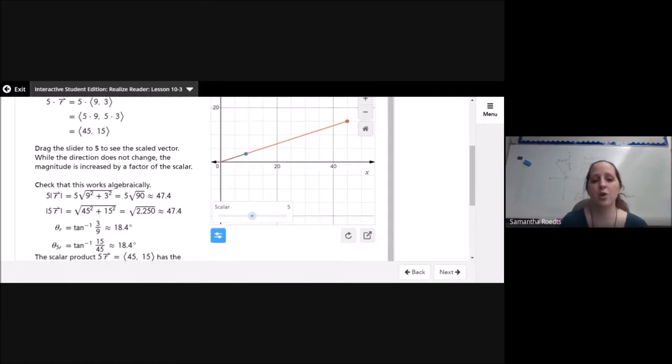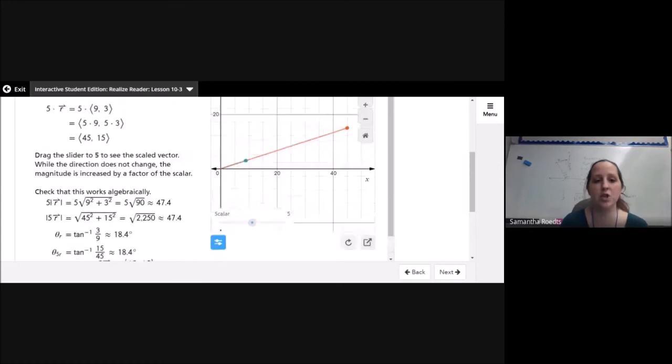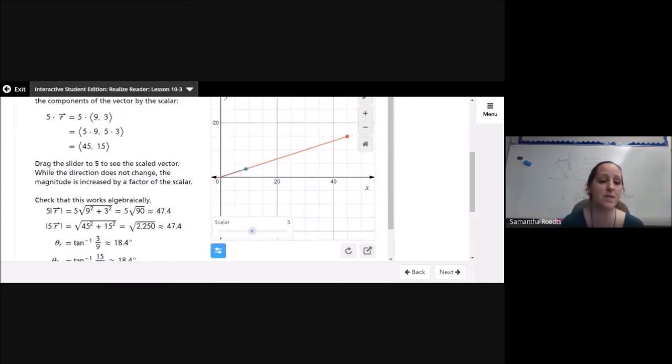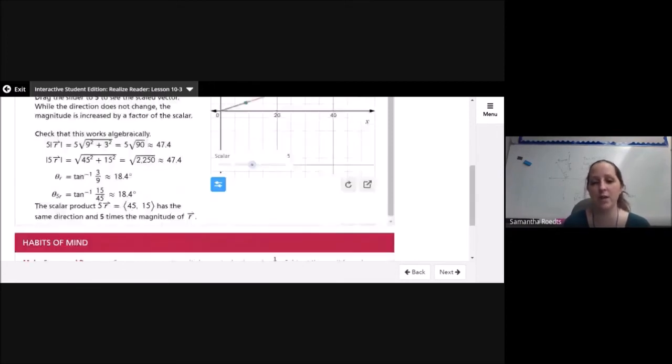Okay? In order to find my direction, it doesn't change. I take the inverse tangent of 3 over 9, or 15 over 45. I'll get the same answer. In this case, it's approximately 18.4 degrees. So the scalar product 5 vector r equals 45, 15 has the same direction and 5 times the magnitude of the vector r.